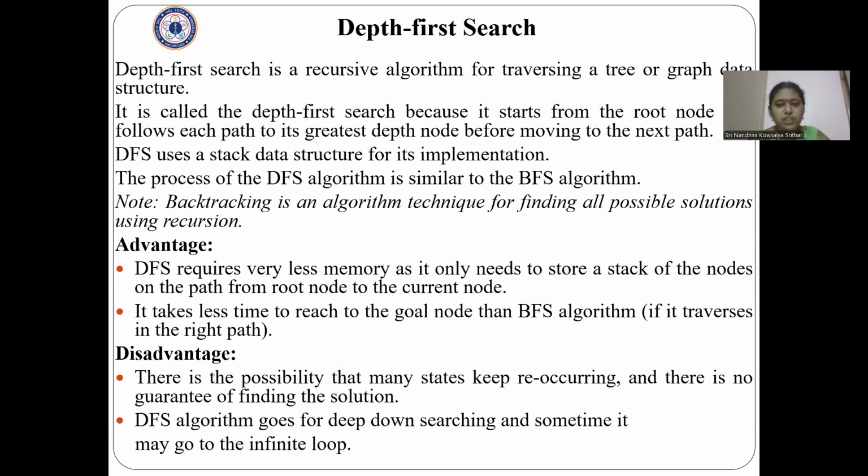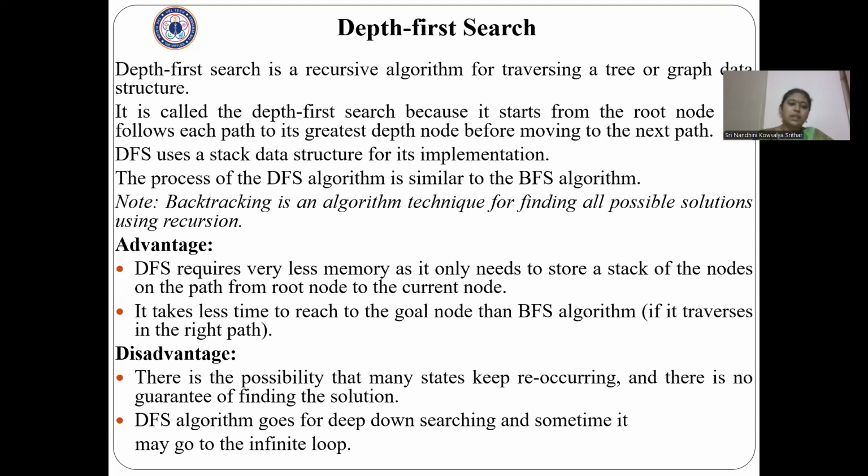Then depth first search. In depth first search, it will find the goal node depth wise. From the root node, it goes depth wise to find the solution. An advantage of depth first search is that it requires very little memory. It only needs to store a stack of the nodes on the path from the root node to the current node. It takes less time to reach the goal compared to breadth first search.